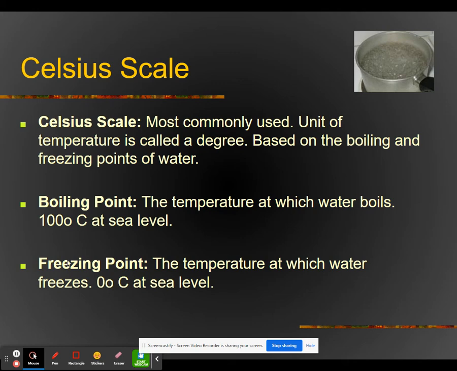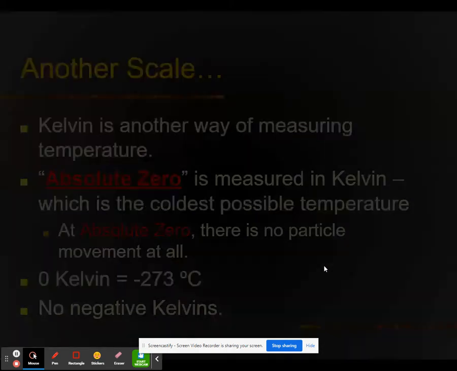Then you've got the freezing point of water. Again, that's the temperature at which water freezes, or liquid water turns into solid water, and that is 0 degrees at sea level. Altitude can affect that just slightly, but it's going to be really close to 0 and 100, even if it's not at sea level.